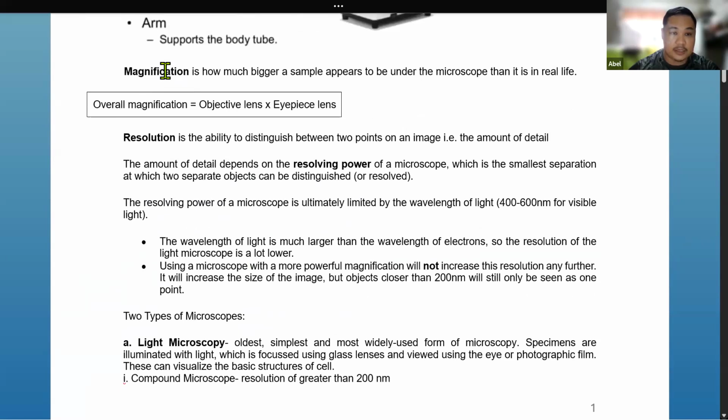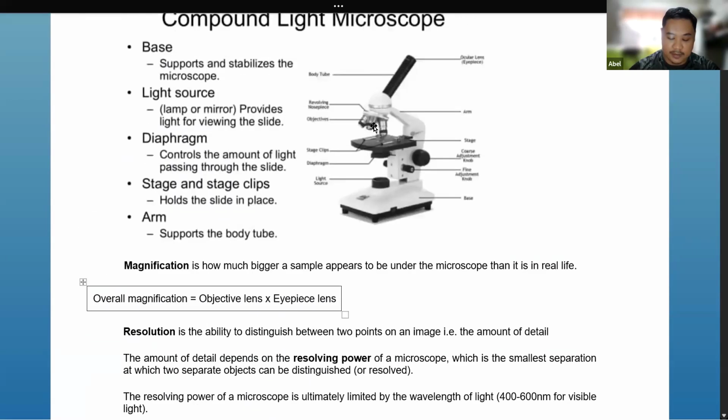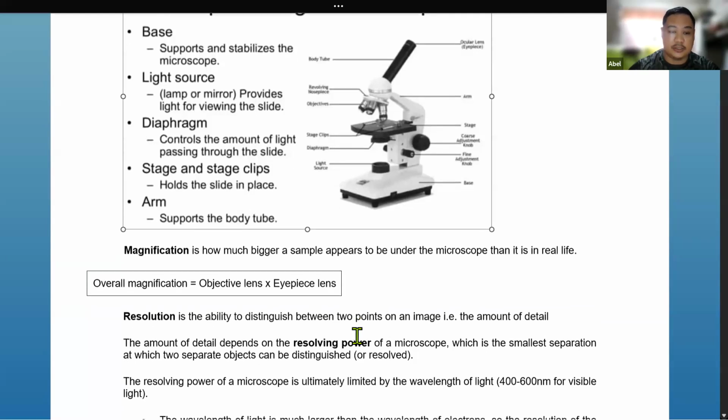We have magnification versus resolution. Magnification is how much bigger a sample appears to be under the microscope than in real life. So the overall magnification will be the objective lens times the eyepiece lens. Here we have the objective lens, the eyepiece, and the different objectives. What you're going to do here is multiply the ocular lens or the eyepiece with the objectives to get the overall magnification.